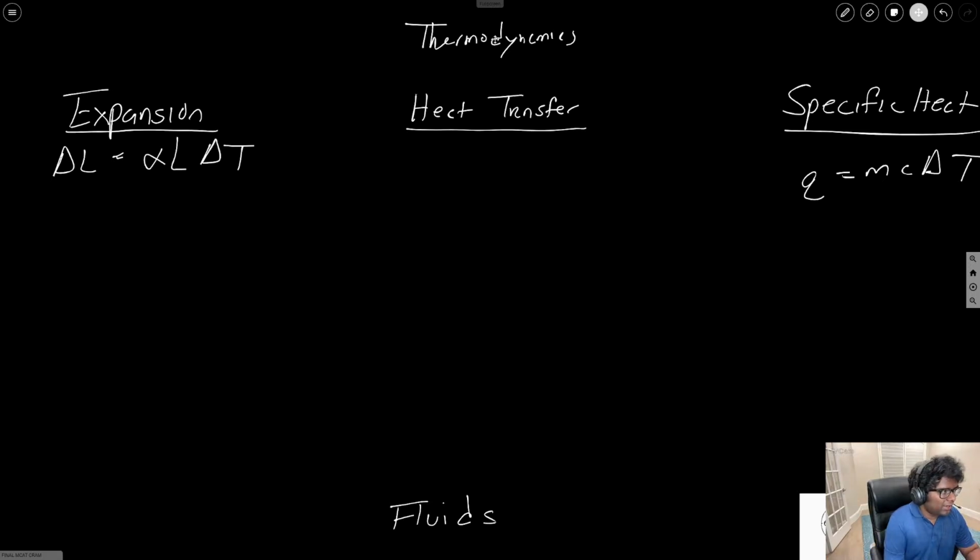We'll get this done. Expansion. Thermodynamic expansion. This is the equation for linear expansion.